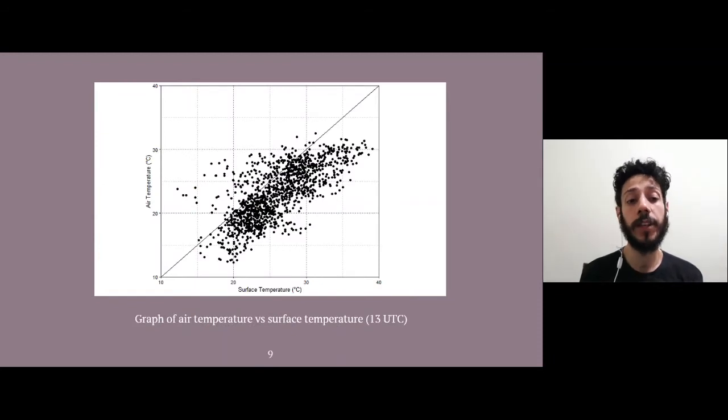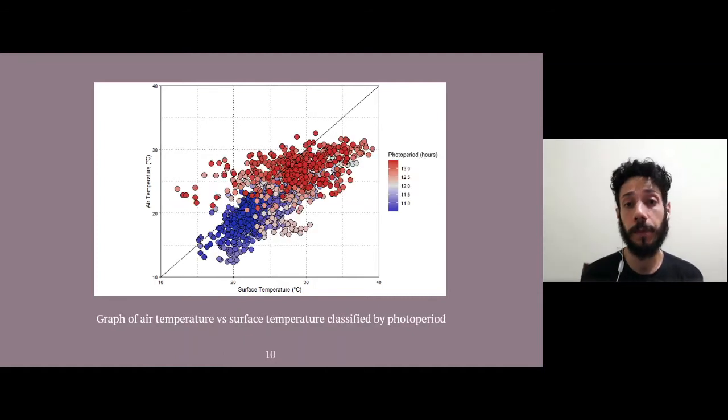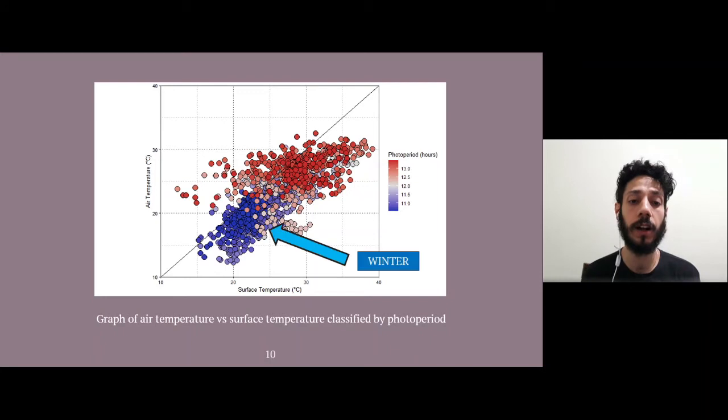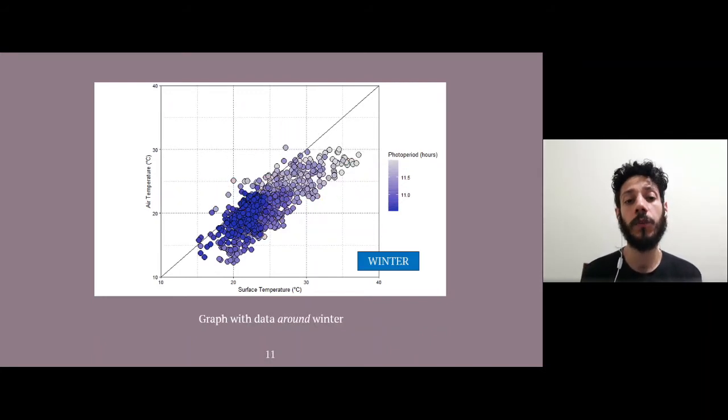So here we can already see that there truly is a relationship between the two variables, but grouping them by photoperiod, which is the time the sun stays above the horizon during the day and is linked with the seasons, we can see two different behaviors. To simplify, I'll call this one winter and this one summer. So first analyze the data around the winter.